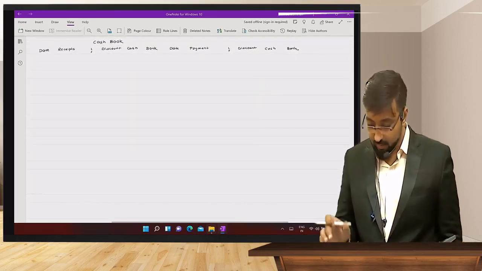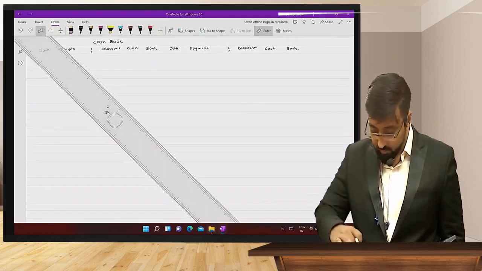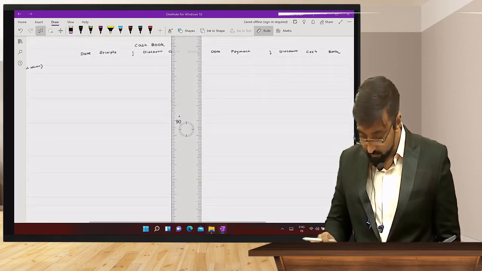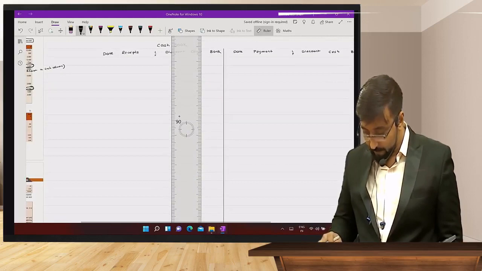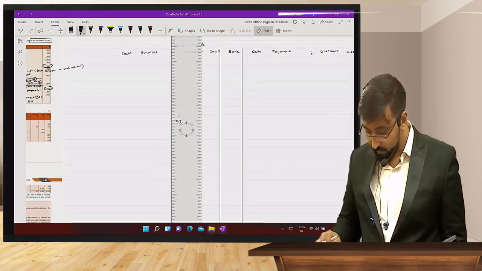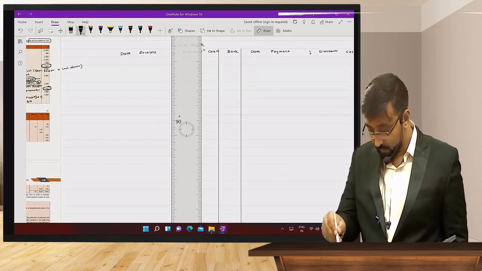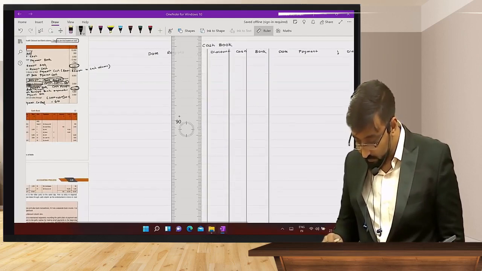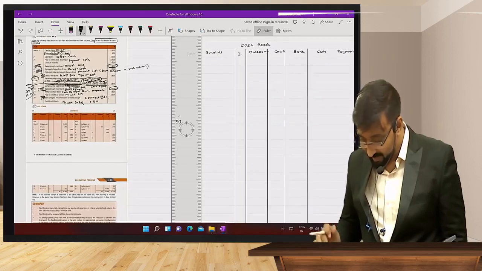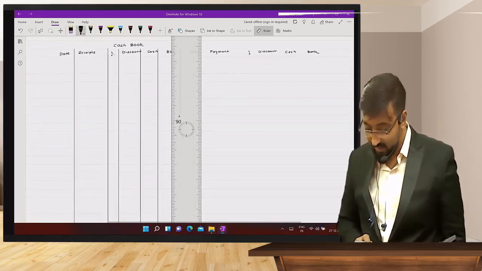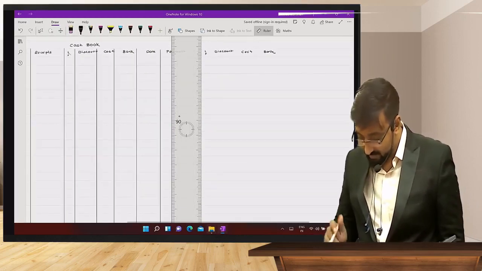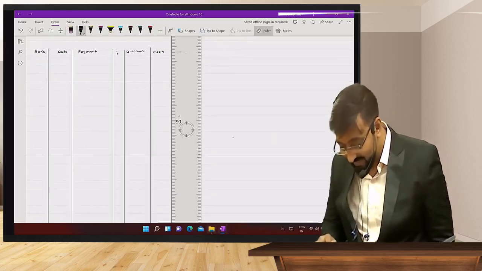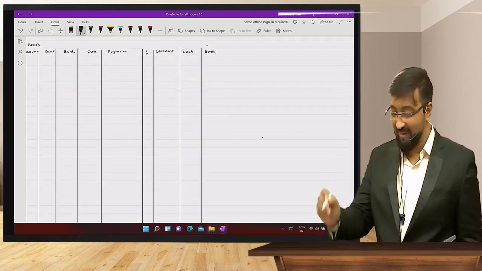Draw. Ruler kidhar hai bhai? Yeah, bhai ruler. 90 degree. Over left side. And last one. Over. Chalo, ready?